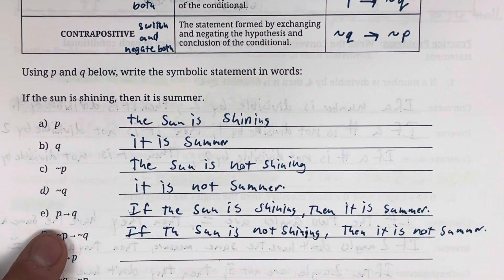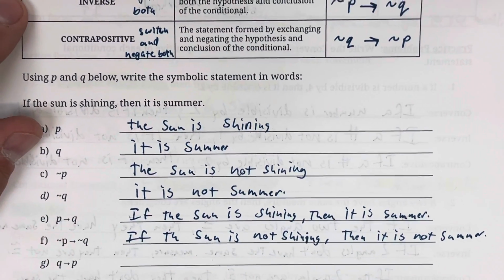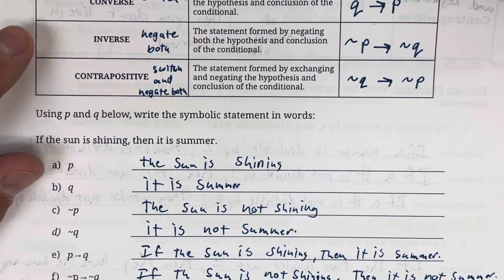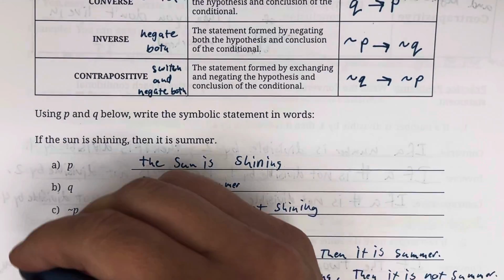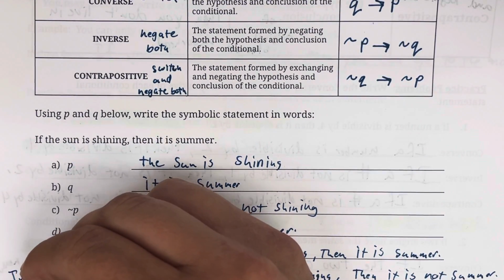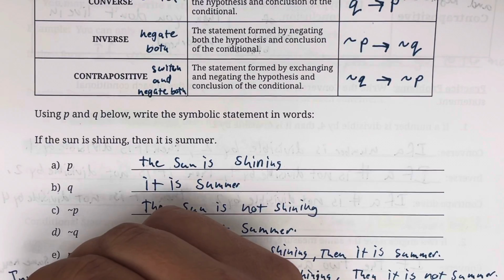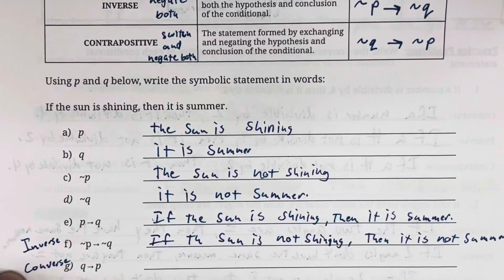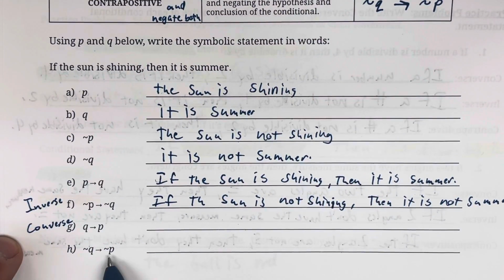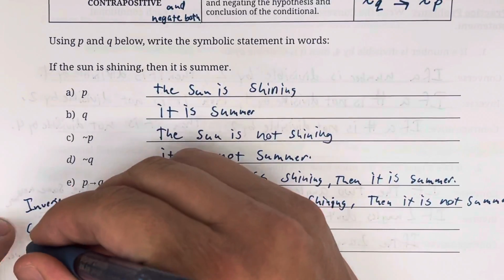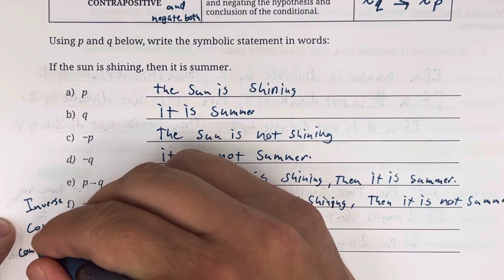And negating both, that would be the inverse. That's what I wrote there. I negated both. Now I'm going to switch the order. So this was the inverse. To switch the order, that's the converse. And to switch and negate the original statement, that would be the contrapositive.